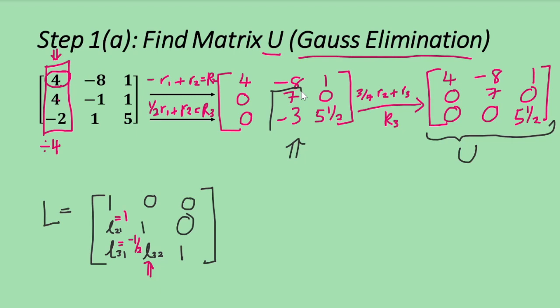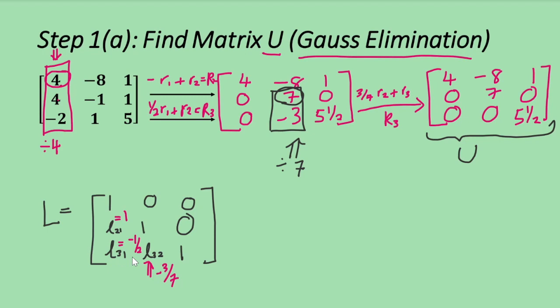Okay, because the value 1 starts from A22. Okay, so now our major interest would be A22. And in order for 7 to be 1, we would divide it by 7. So 7 divided by 7 is 1. And L32 would be negative 3 divided by 7, which gives us negative 3 over 7. And we could already stop here because we already have the values of L21, L31, and L32.